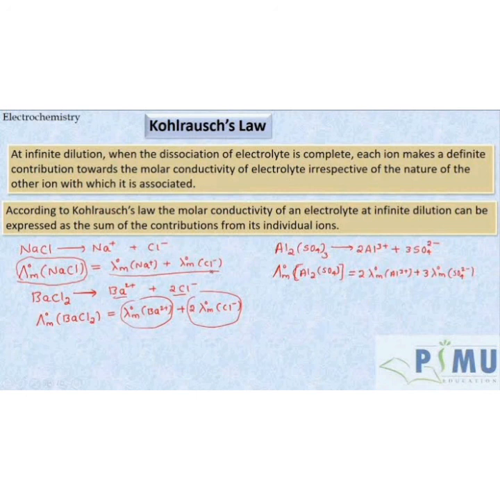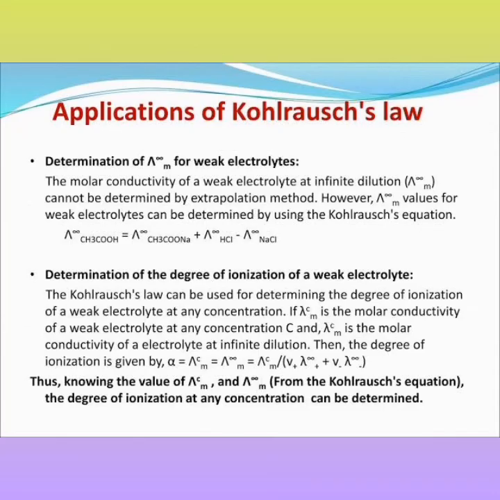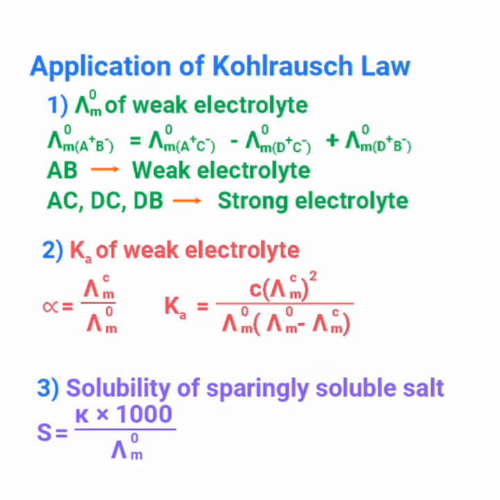That is the limiting molar conductivity. For example, one formula unit of aluminum sulfate gives 2 aluminum ions and 3 sulfate ions. Then we can represent the limiting molar conductivity of aluminum sulfate as equal to 2 times the limiting molar conductivity of aluminum 3 plus, plus 3 times the limiting molar conductivity of sulfate ions. Okay. Next, what is the application? The application is to calculate the limiting molar conductivity of a weak electrolyte, and to calculate the degree of dissociation or the dissociation constant of the weak electrolyte.